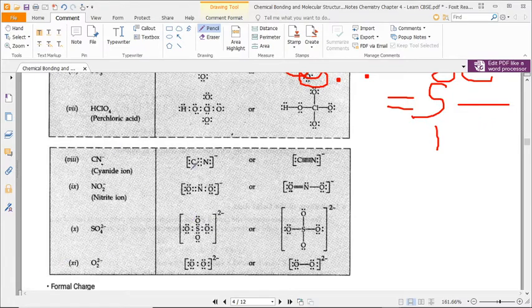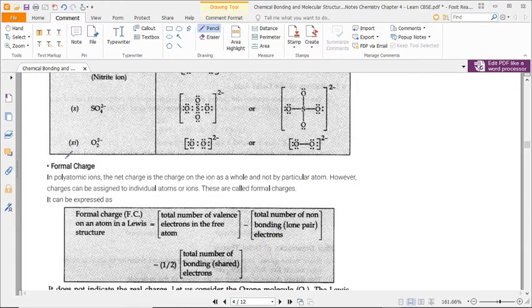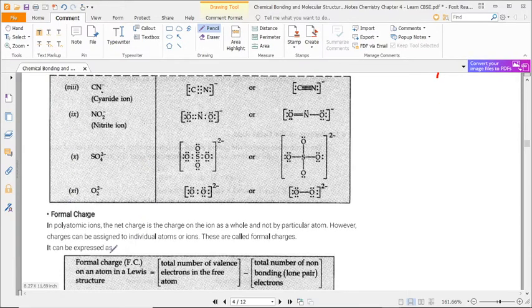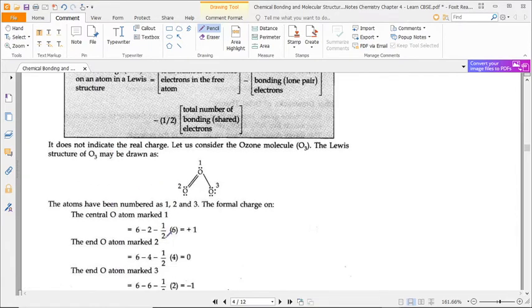And these are some atoms which have charges in between them. So that is also given here, right? So how to find out this charge? For this only we need the formal charge calculation. Okay, so in the formal charge calculation, let's take the example ozone.